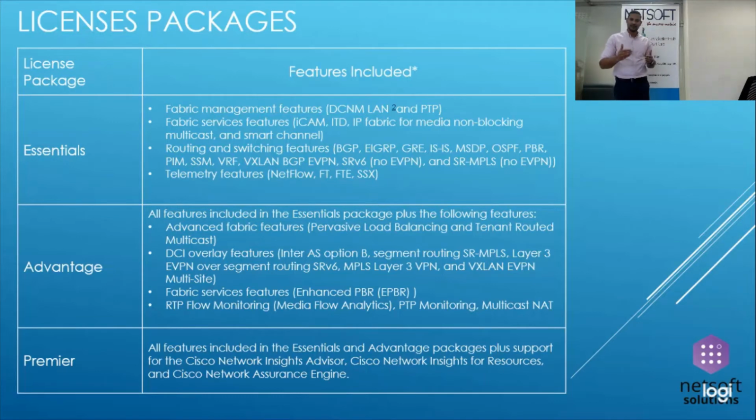Okay. So the next type of licensing package we have is the Advantage licensing package. In the Advantage licensing package, we will use all the features of the Essential package by adding some more additional features. Just like if you want to use layer 3 VPN, MPLS layer 3 VPN, or you want to use DCI overlay features, these are the advanced features which you will not get in the Essential model. If you want to use multi-site VPNs, at that time you have to use the Advantage license. Essential license will not have that capability.